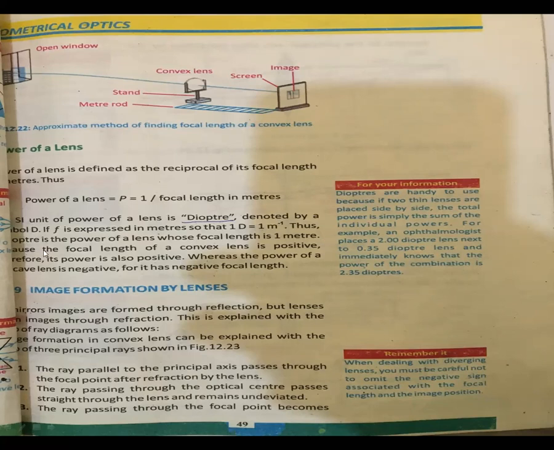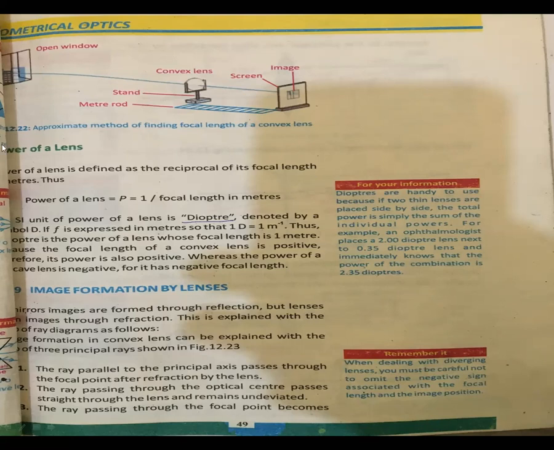Because the focal length of a convex lens is positive, therefore the power is also positive. So we were discussing lenses, convex lenses and concave lenses. In a convex lens, the focal length is taken as positive. We are not talking about mirrors, we are talking about lenses. So in a convex lens the focal length is positive, and the power, whose unit is diopter, is also positive. But if we are considering a concave lens, the focal length will be taken as negative.